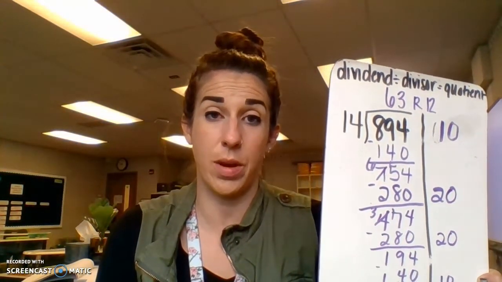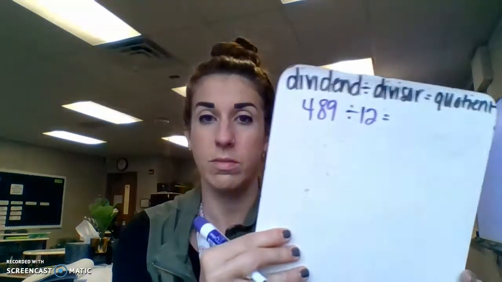Okay, 63 remainder 12. Now, at this point, you can stop this video and do the activities, or I'm going to do another problem as an example so that you can see another example of partial quotients, just because it can be a little bit tricky of an idea. And this time, I'm going to have a divisor of 12 instead of 14. And I'm going to switch up my numbers, and I'm going to do 489. So my problem is going to be 489 divided by 12.